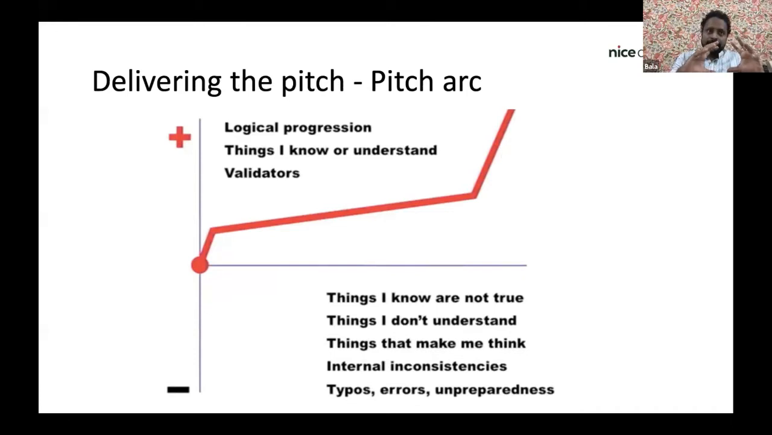You need to keep the interest level on the positive side. There are a few things that keep the interest level of your listener on the positive side, and there are a few things that will reduce the interest level, and you watch out for it. Number one, logically progress. Like I said, do not skip the steps. The pitch arc that I talked about. Don't go from 1 to 3 and 3 to 5, or suddenly start with 1 and all. Don't be too jumpy. Just go through it methodically and logically. 1, 2, 3, 4, 5, 6.